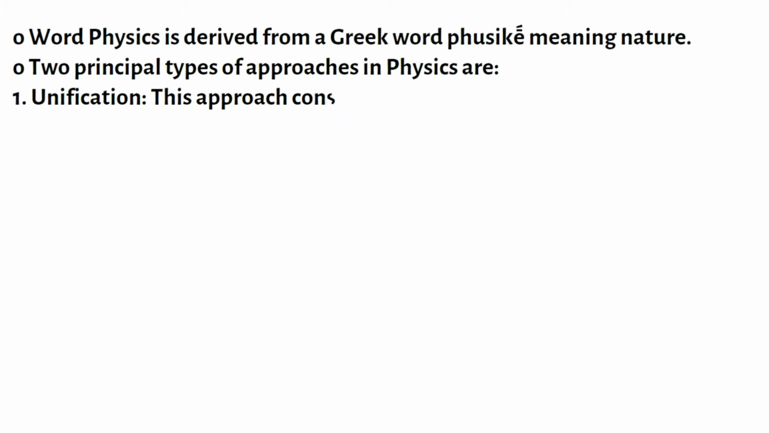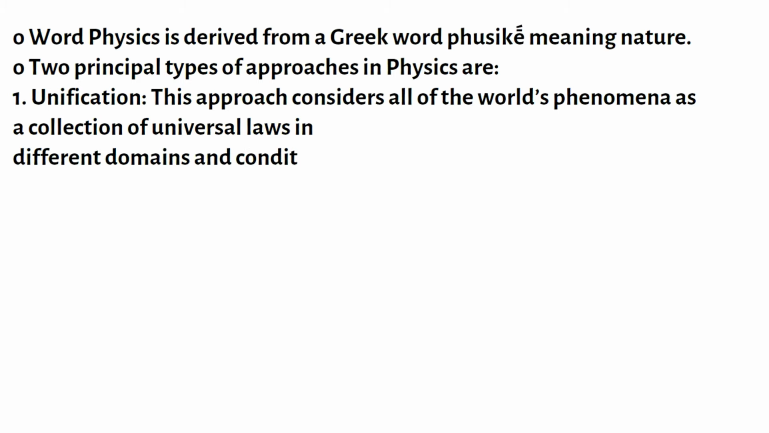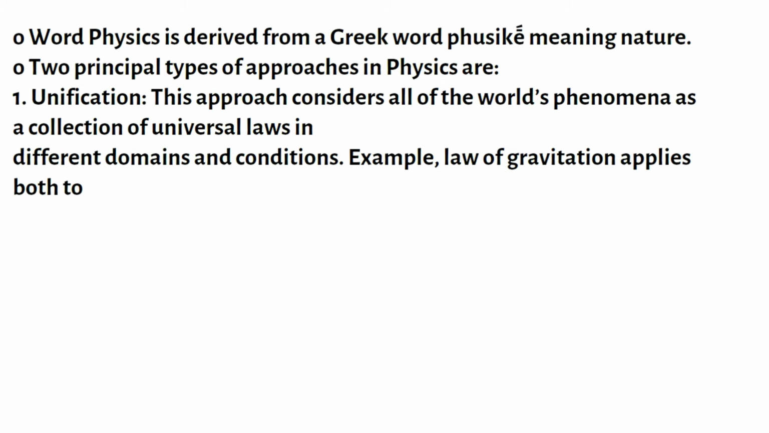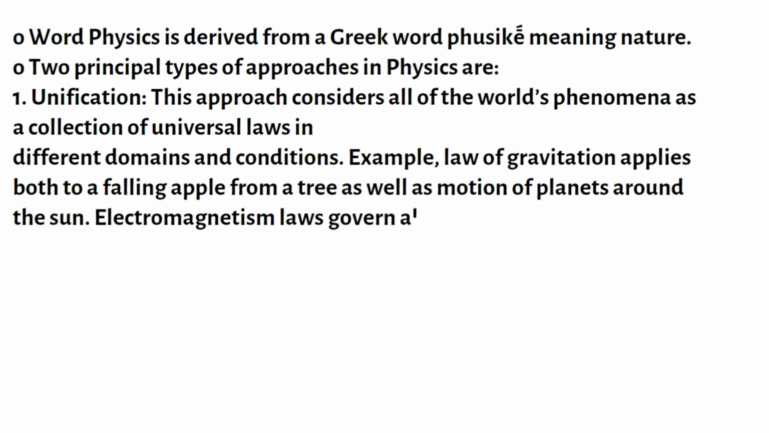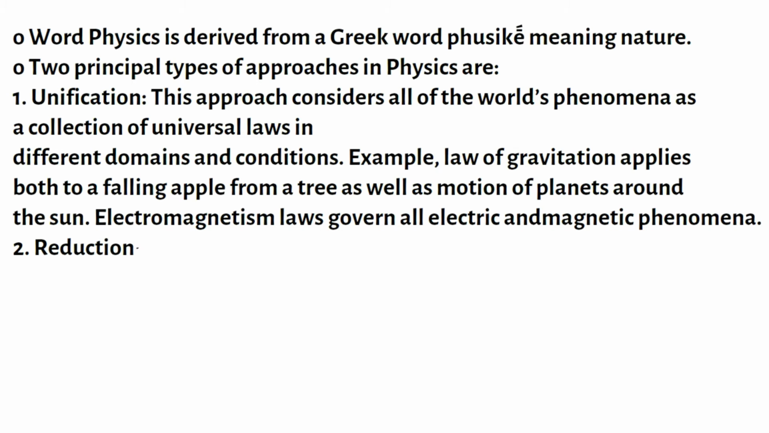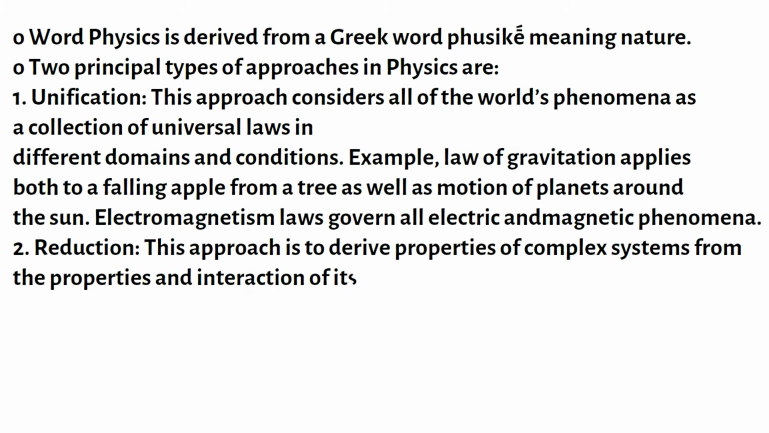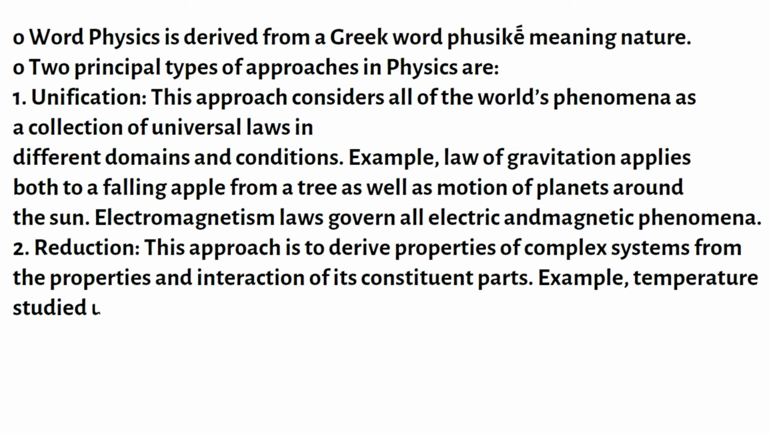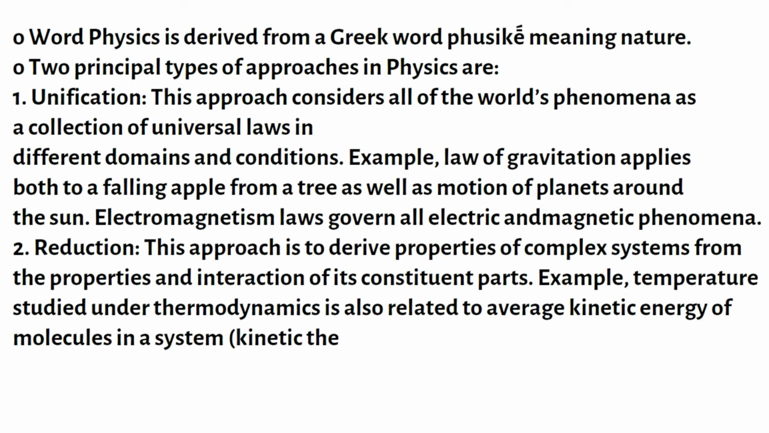Two principal types of approaches in physics are: 1. Unification. This approach considers all of the world's phenomena as a collection of universal laws in different domains and conditions. Example: law of gravitation applies both to a falling apple from a tree as well as motion of planets around the sun. Electromagnetism laws govern all electric and magnetic phenomena.